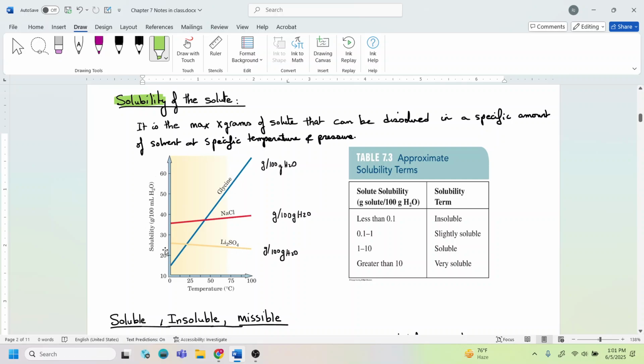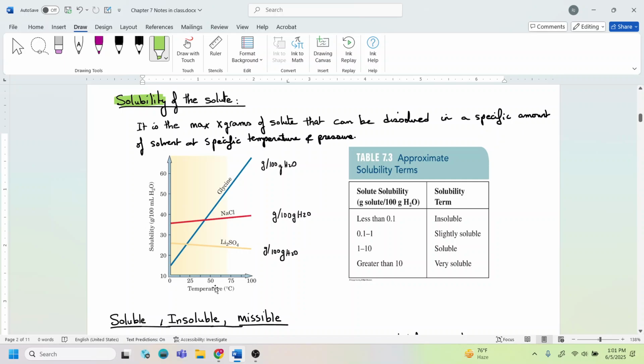This is a plot of the solubility of three solutes. Glycerin, which is a liquid, sodium chloride, and lithium sulfate, these two are solids. You can see that it's a plot of the temperature versus the solubility. So we expect the solubility to change as the temperature increases or decreases. The temperature has a big effect on the solubility, and the pressure as well.